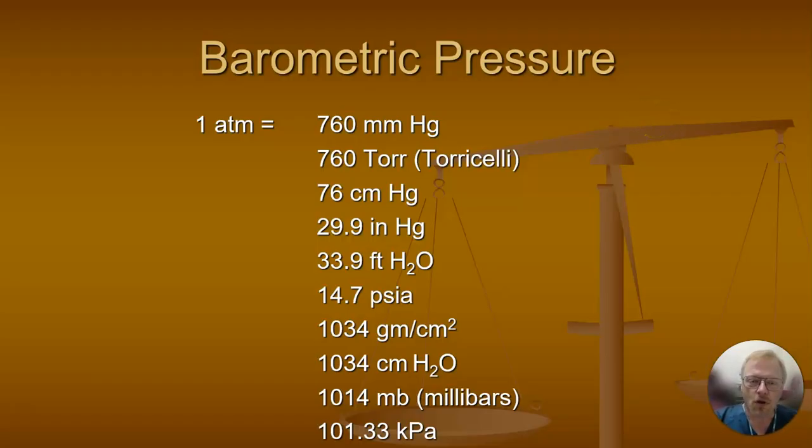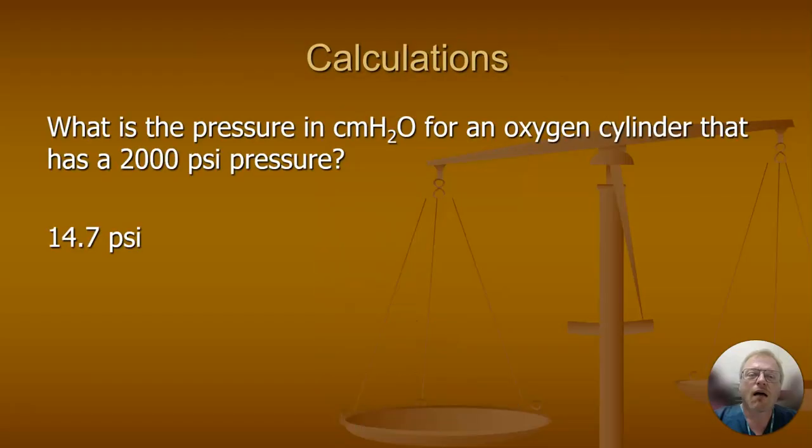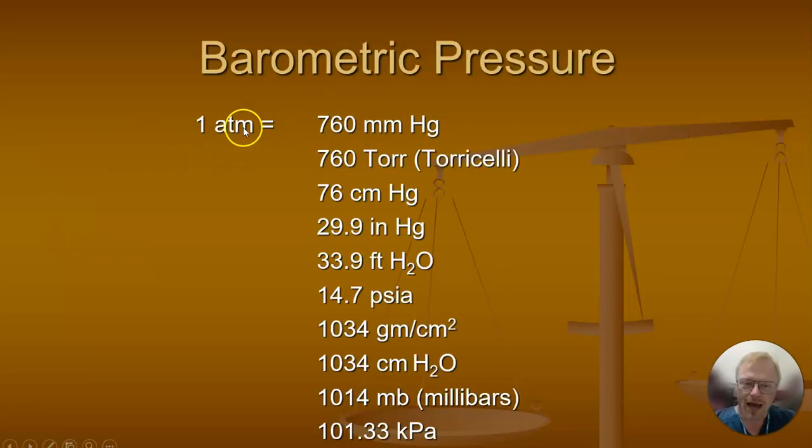Okay, Dr. Aumiller, so that's all very fascinating information. What the heck do I do with that? Well, what is the pressure in centimeters of water for an oxygen cylinder that has 2,000 pounds per square inch of pressure? So I'm going to teach you how to do the calculations. Since we know that 1 atmosphere is equal to all of these, that means they are all equal to each other.